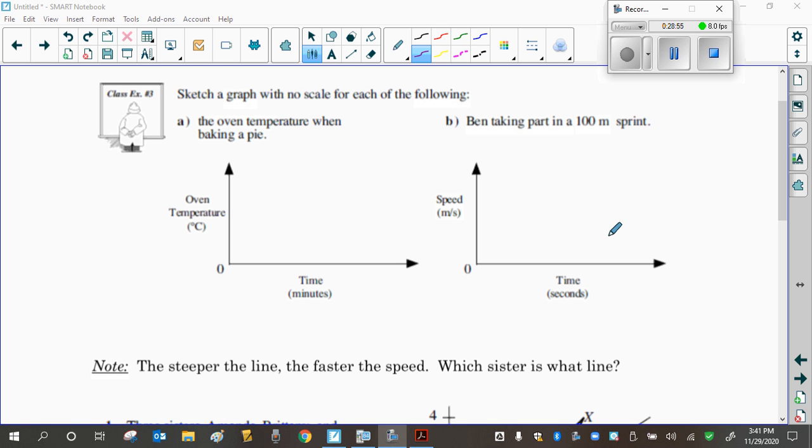Top of page 45. How does oven temperature relate to time when you first turn on an oven when you're baking a pie? Hopefully a saskatoon-berry pie, or maybe a pumpkin pie. Do you bake a pumpkin pie? I don't know. Or apple pie, as long as you have vanilla ice cream. And Benjamin Lake taking part in a 100-meter dash. Okay, so go ahead and finish those off.